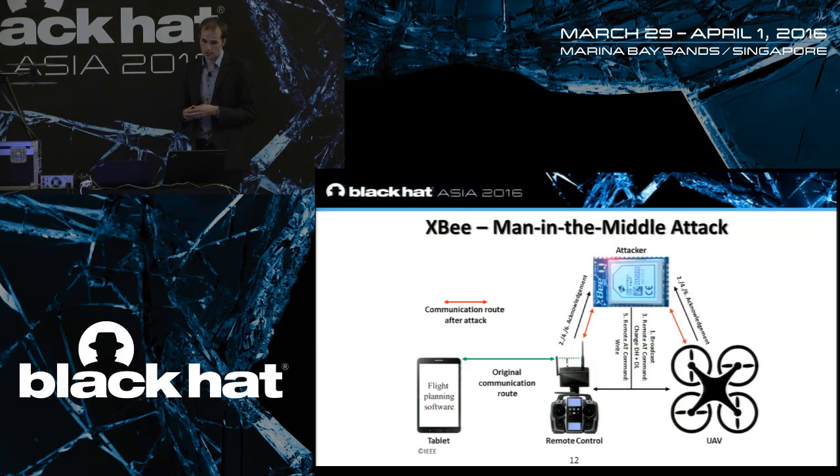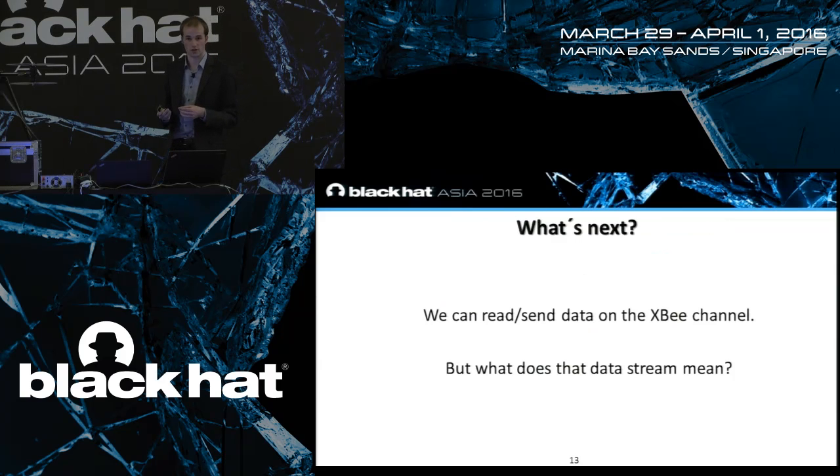Okay, now you can see the communication route after the attack happened. The communication is now routed from the tablet to the telemetry box and now to the attacker's chip, and then to the UAV and the other way around. So the attacker can read all the traffic, but is just not able to understand the traffic yet, right? There are just some hex chars sent through the network channel, but we don't know yet what those hex chars mean. And to figure that out, we had a look at the Android application here.